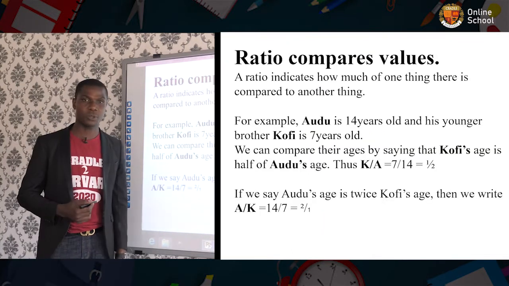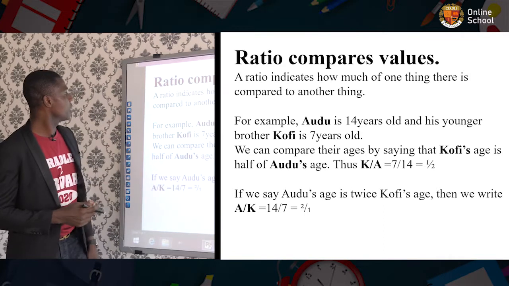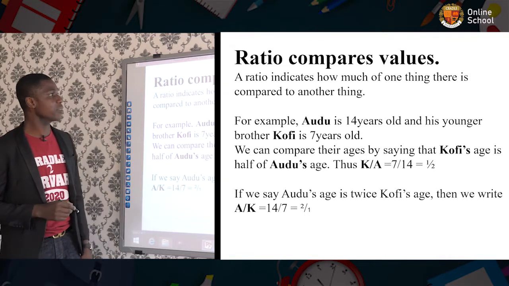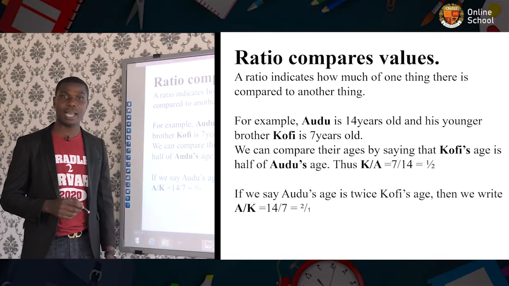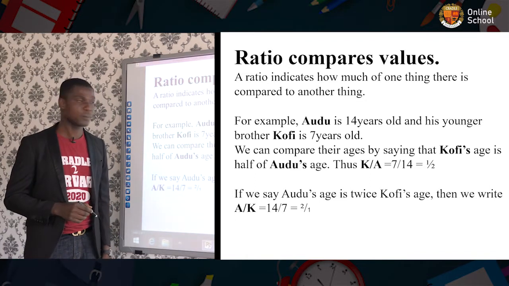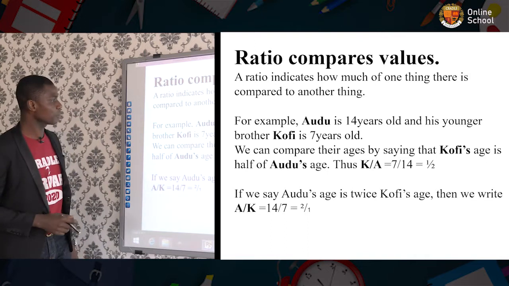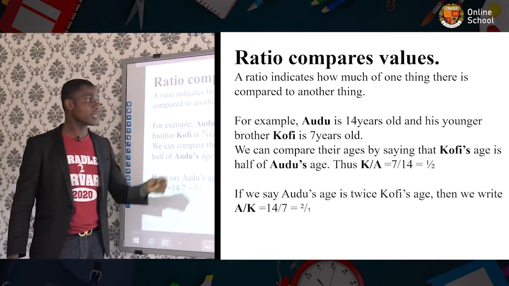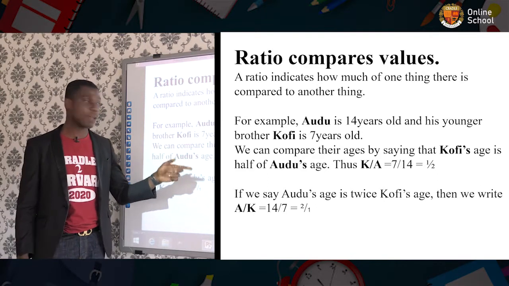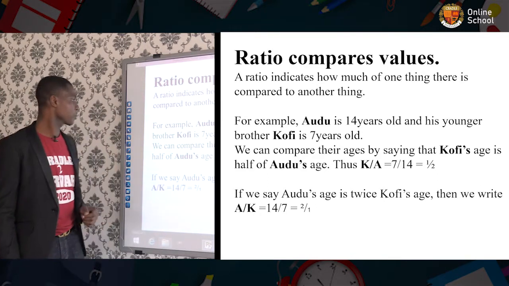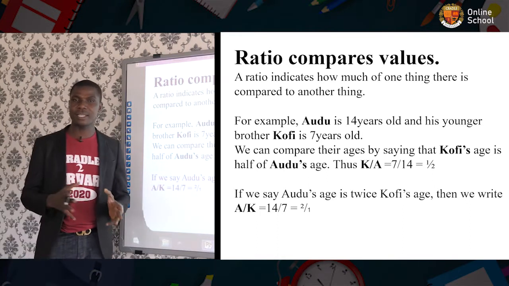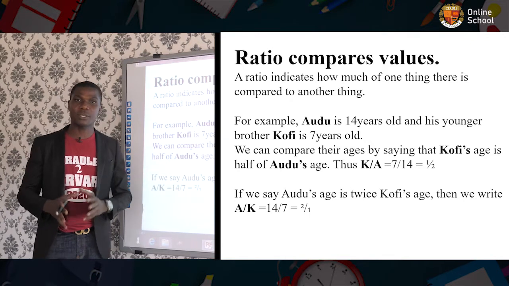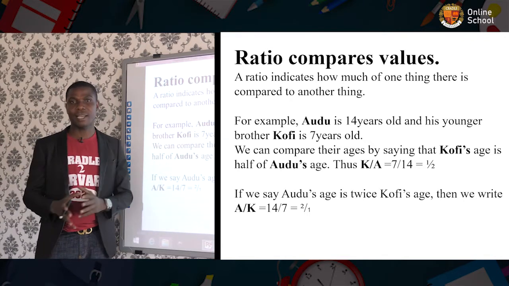What is ratio? A ratio indicates how much of one thing there is compared to another thing. For example, Aldo is 14 years old and his younger brother, Kofi, is 7 years old. These are the ages of two brothers. One of them is older than the other.